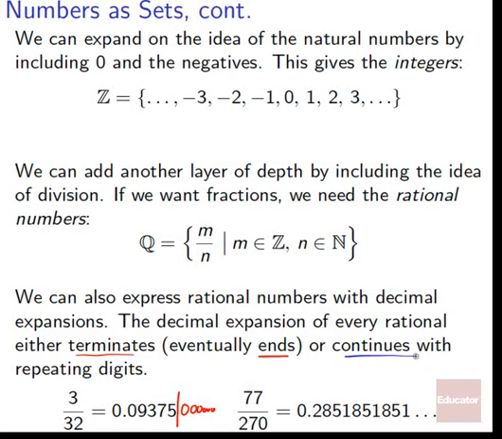If, on the other hand, it continues with repeating digits, then that means there's some block of digits that will keep repeating forever. So 77 over 270, we get 0.2851, 851, 851. So 0.2, that happens first, and then a repeating block shows up, 851, and it's just going to march 851 out forever and ever and ever. So if we've got a rational number, it's going to be one of these two things. It either terminates, it ends, or it repeats. So every rational number, anything that can be expressed as integer divided by integer, whole numbers over whole numbers with maybe a positive or negative sign, is going to have either the decimal ending or the decimal going forever but repeating. Why is this important?